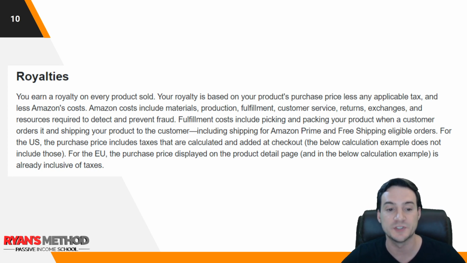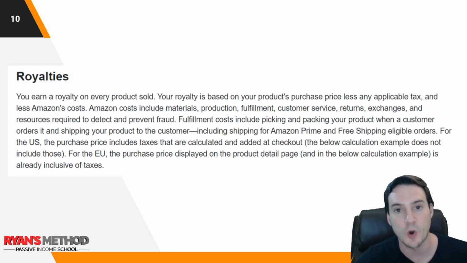For the US, the purchase price includes taxes that are calculated and added at checkout. The below calculation example does not include those. For the EU, the purchase price displayed on the product detail page and in the below calculation example is already inclusive of taxes. All right, I'm going to walk you through.